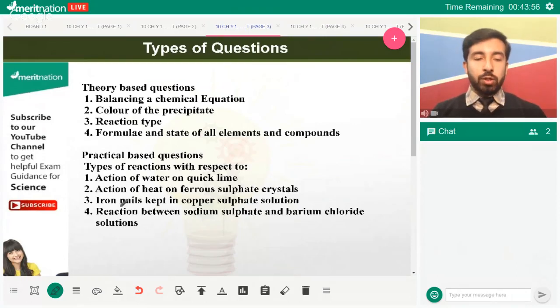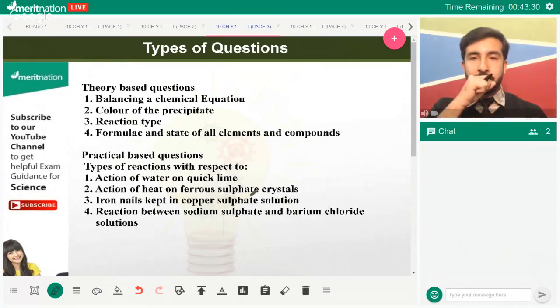Fine. So the iron nails kept in copper sulfate solution. And the last one is the reaction between sodium sulfate and barium chloride solution. So you have to study all these 4 experiments. In the action of water on quicklime, we all know that quicklime reacts with water to form slaked lime, that is calcium hydroxide. There heat is released and the reaction is exothermic as well as combination.